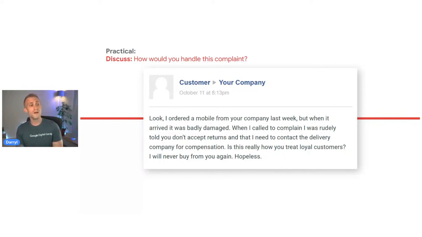Hopeless. After I read that, I probably just want to get the covers and steer away from it. But how can we now approach this? It's very hard. It's heartbreaking for someone to have a complaint, especially about a business.